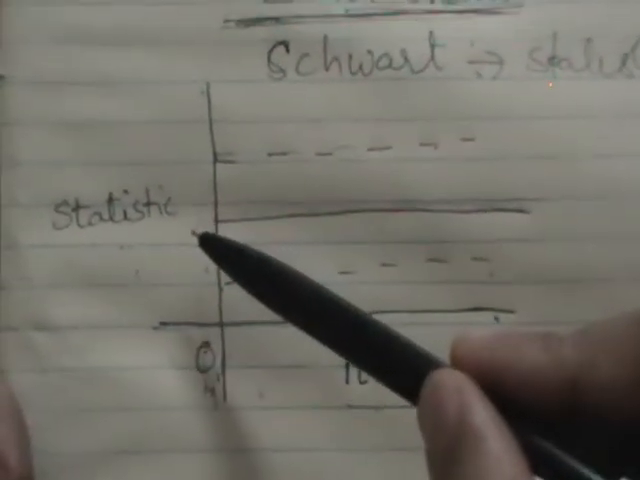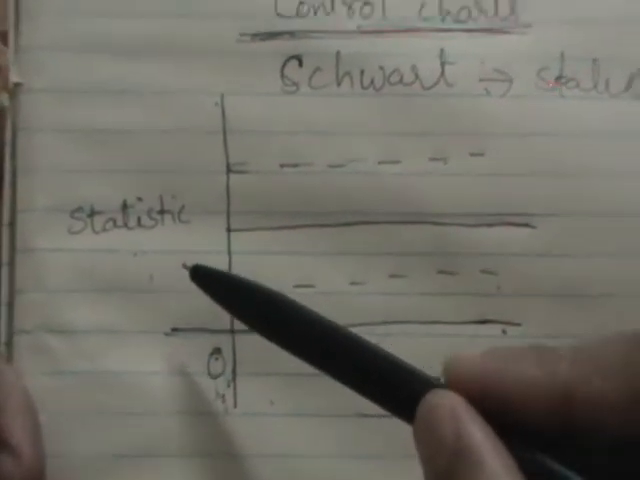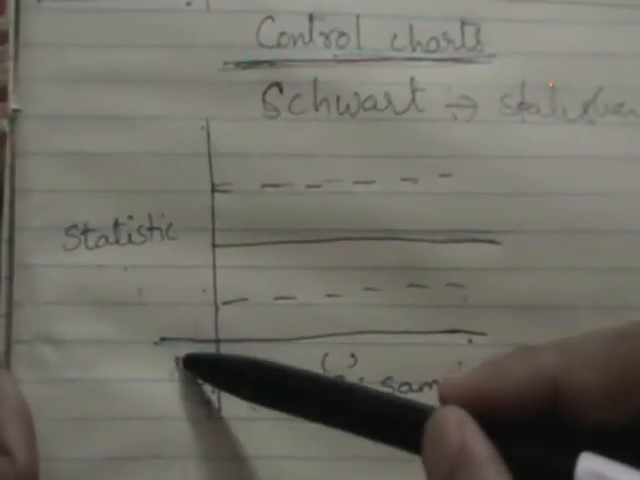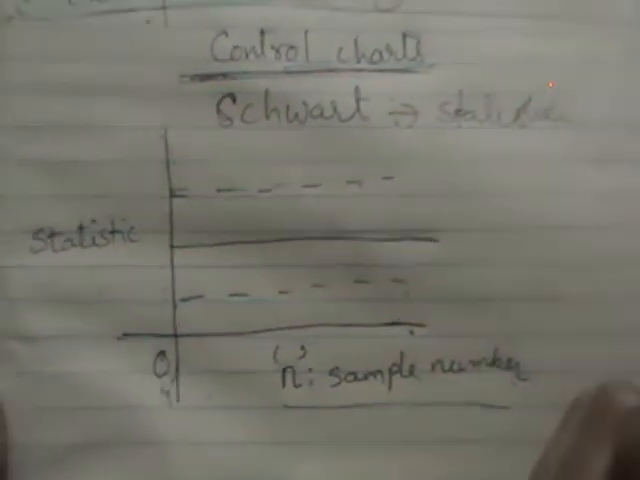Got it? The x-axis is always a fixed one. On the y-axis, depending upon the chart, the corresponding statistic is going to be there: X bar or range or sigma or P or NP or C.